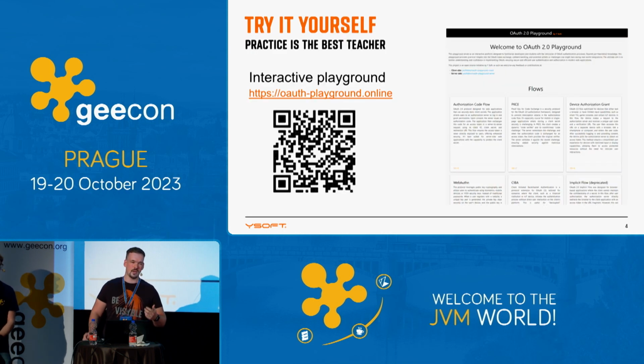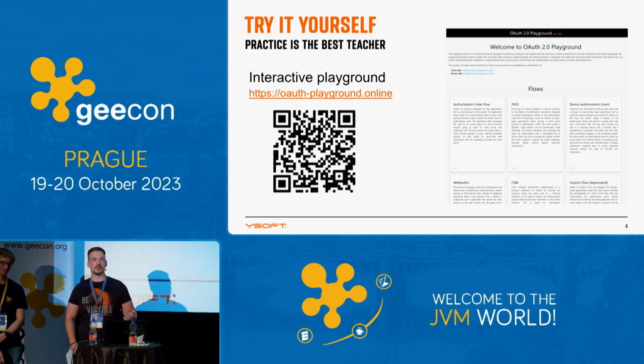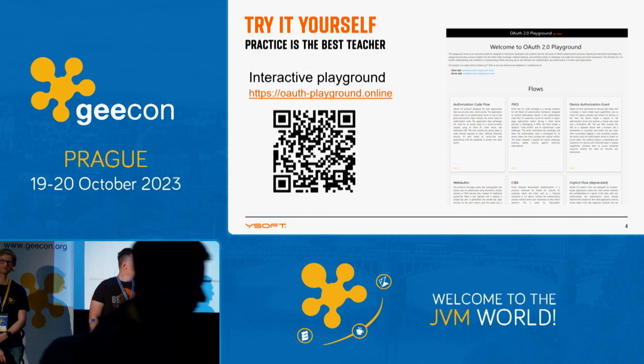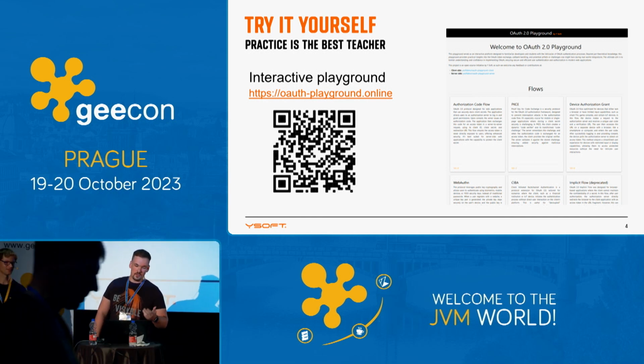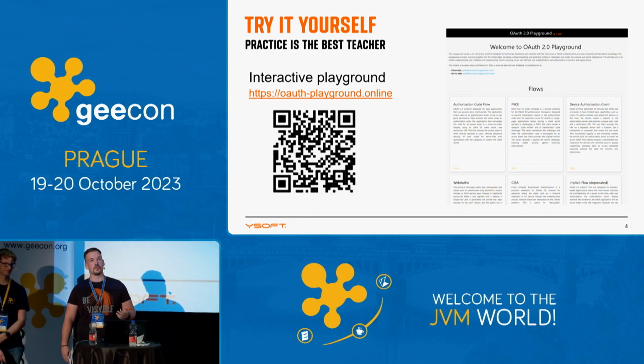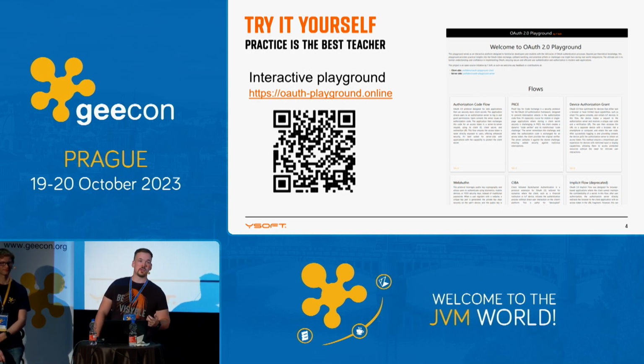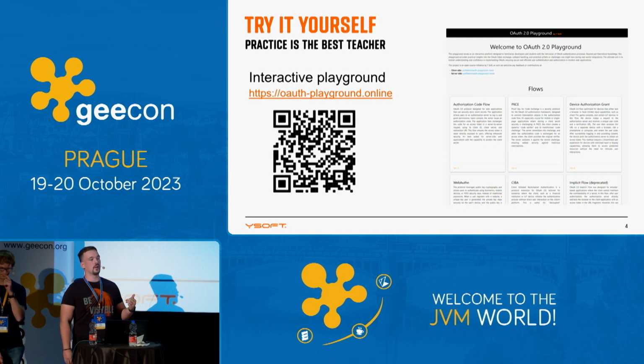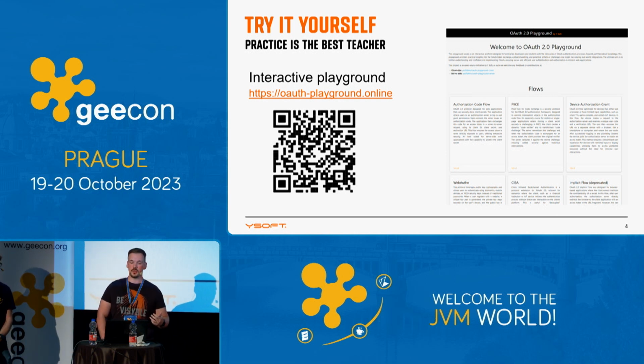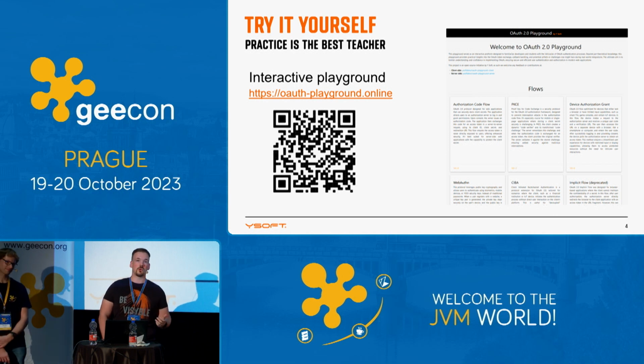And secondly, we believe that practice is the best teacher. So to that end, we have prepared an interactive playground. You can either visit it via the URL auth-playground.online, or you can use the handy QR code. And all the live demonstrations will be actually shown on this playground, so you can follow along. You can check them after the demonstration. And also, the source codes are included.